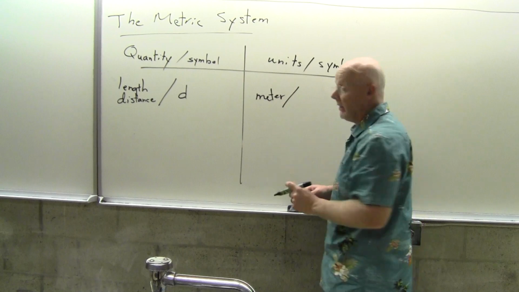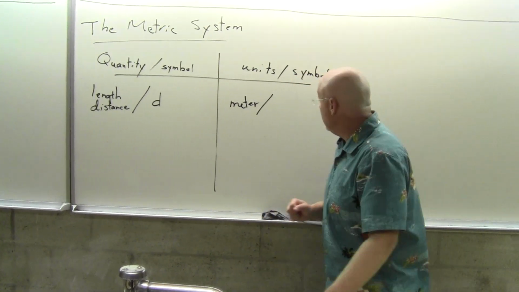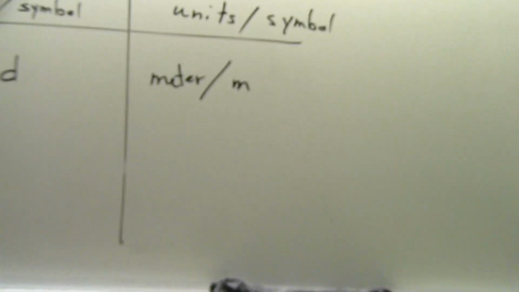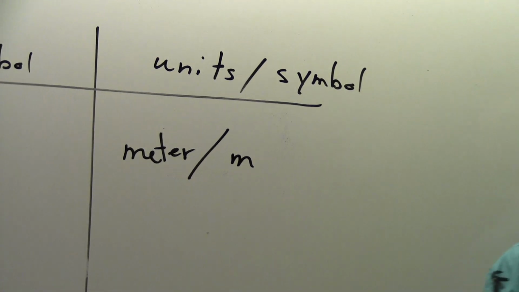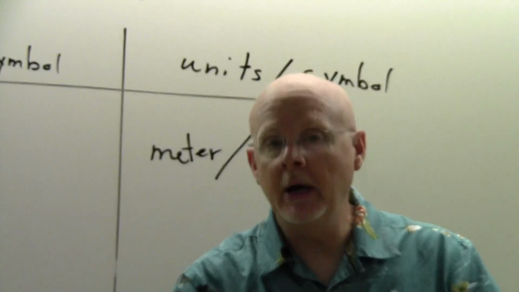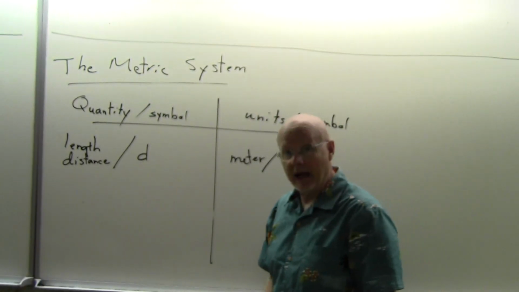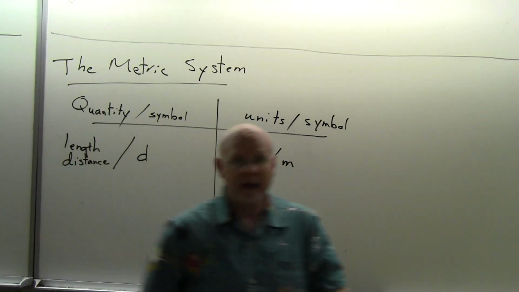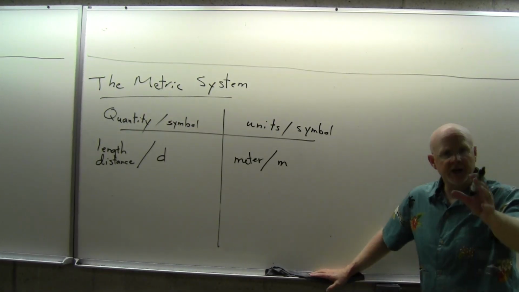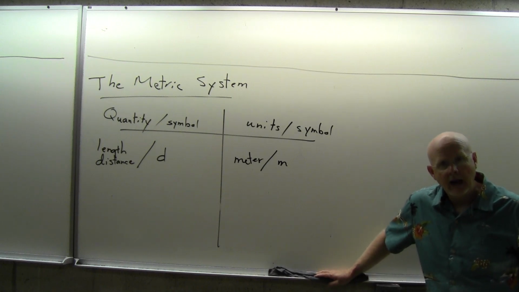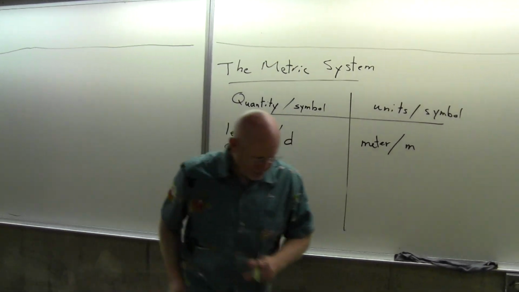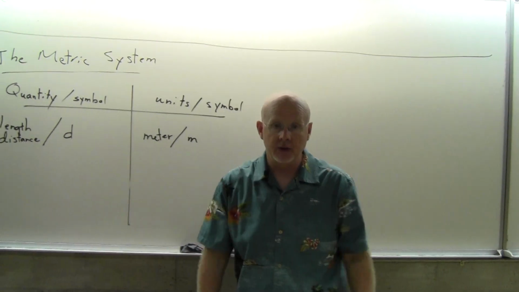But again, here's what we like to do. We like to say the meter has a symbol, and we'll use the lowercase m. And so again, if we were trying to describe how far it is, we would say, okay, from this side of the room to this side of the room is 10 meters. And so here I have a question for you. How would you write that on the board? How would you say that the distance from one side of the room to the other is 10 meters?